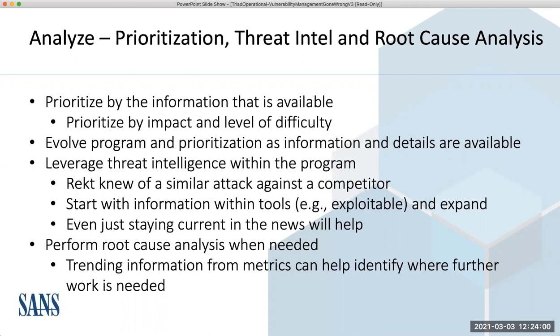So getting some more of that publicly available threat intelligence, and then over time layering on top some of our internal threat intelligence as well.